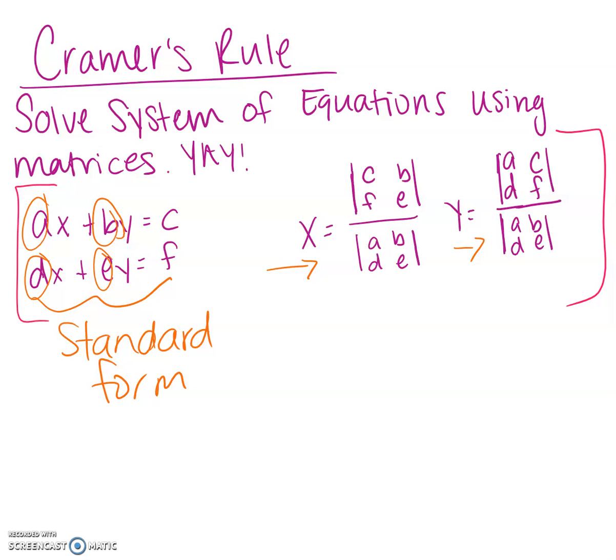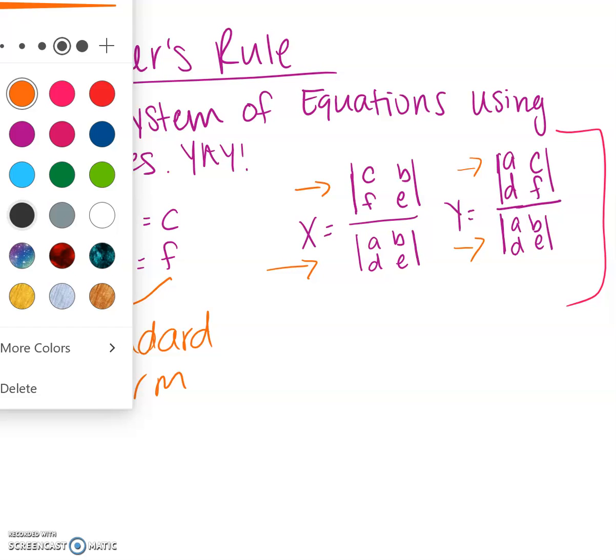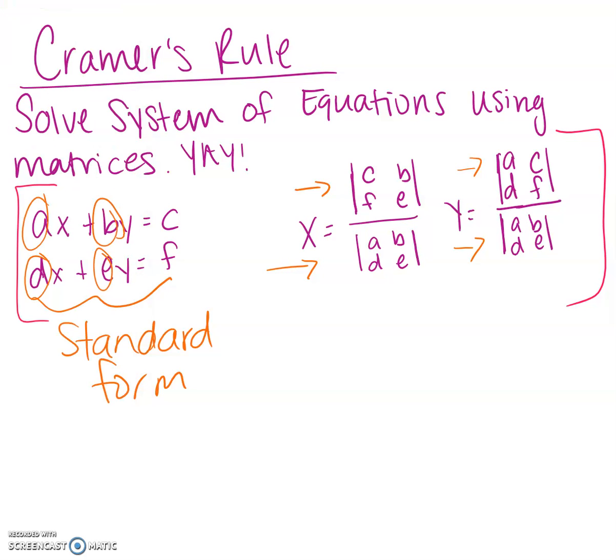All right, so it's the same for both of them in the bottom, but in the top, it's a little bit different. So notice that we have B and E, which are the coefficients of the y values, but we don't have the coefficients of the x's. We have C and F to replace A and D. So when we're finding the x value, we don't want the x coefficients in our determinant.